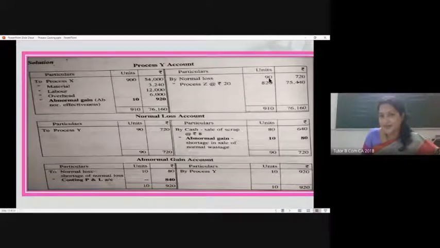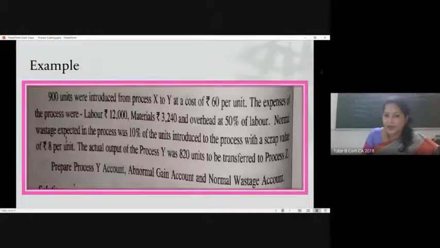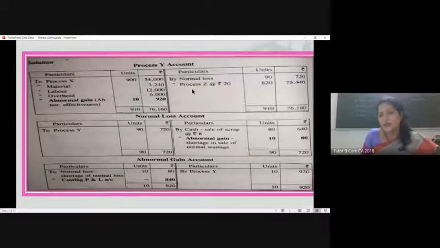Right, 90, and they said there is a scrap value for that in the question. How much is that scrap value? 8 per unit. Normal wastage expected in the process was 10% of the units introduced to the process with a scrap value of 8 per unit. So naturally, the value which we are going to get from the scrap value would be 90 into 8, which gives us 720. So that's what we have written.